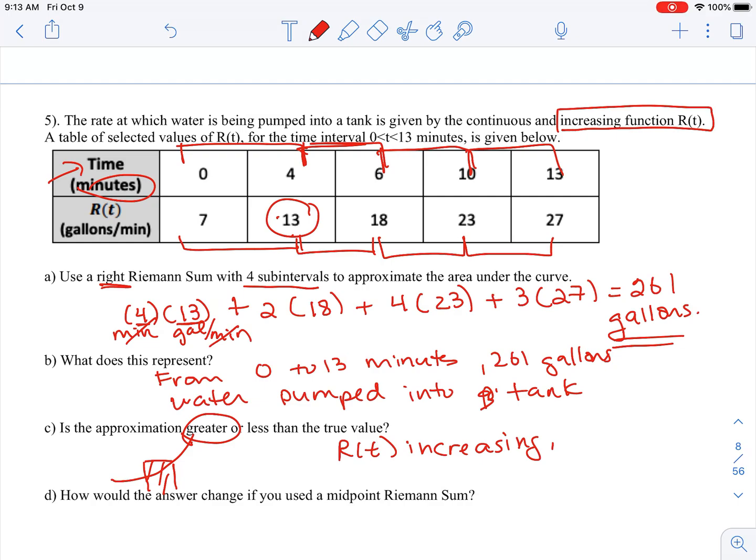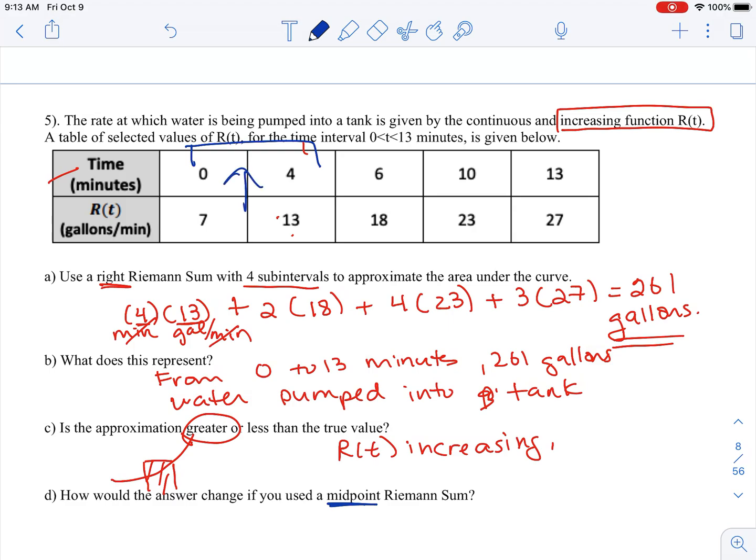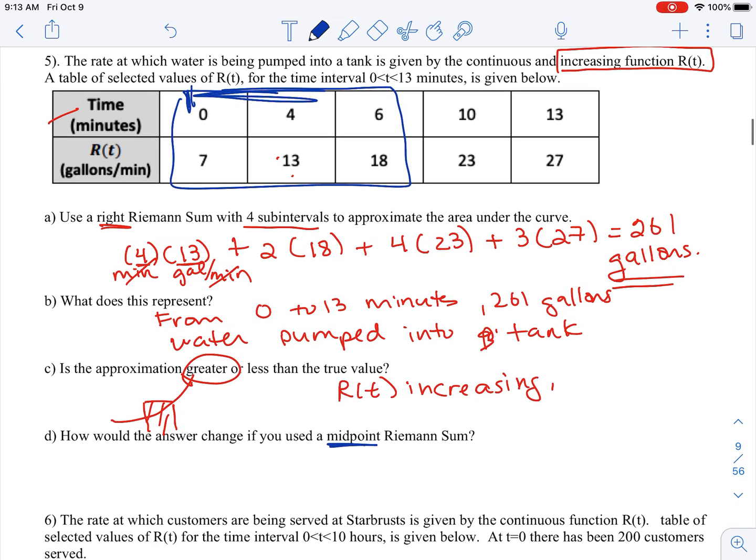Okay. Now let's talk about a midpoint. And a midpoint for a table is going to be slightly different than when we did it with the graph. And the reason is you're not actually going to use the same number of rectangles. Again, with the table, you have to use the numbers in the table. So you can't make your first rectangle go from 0 to 4 and then pick a number in the middle and just make up a number because you don't know what that number is. So in order to do a midpoint rectangle, I need a number in the middle. So your rectangle has to go all the way from 0 to 6. So the width of your first rectangle would actually be 6.